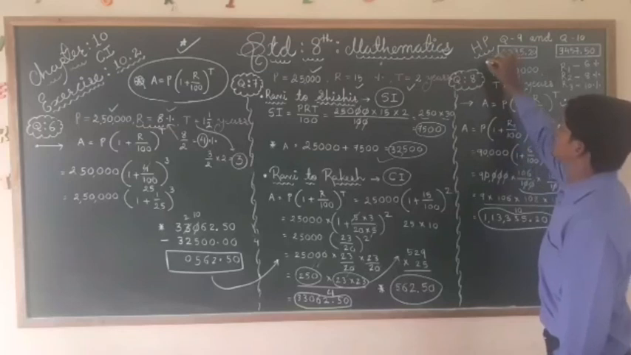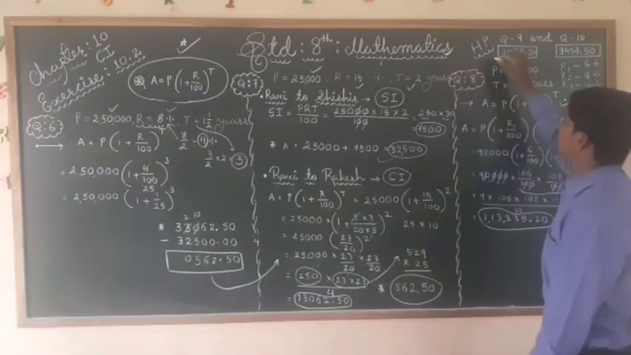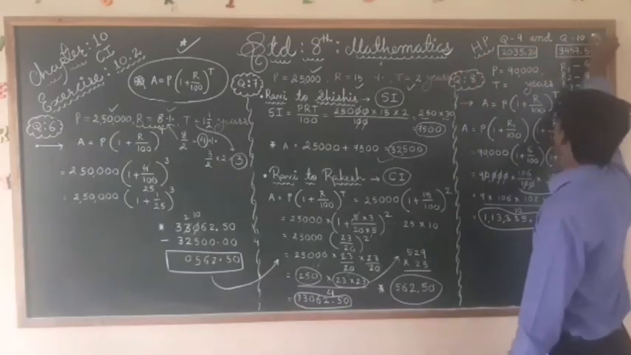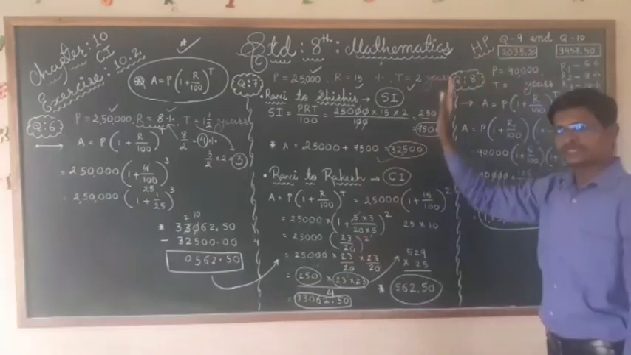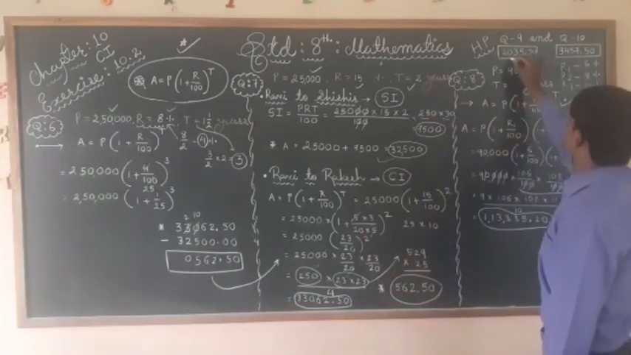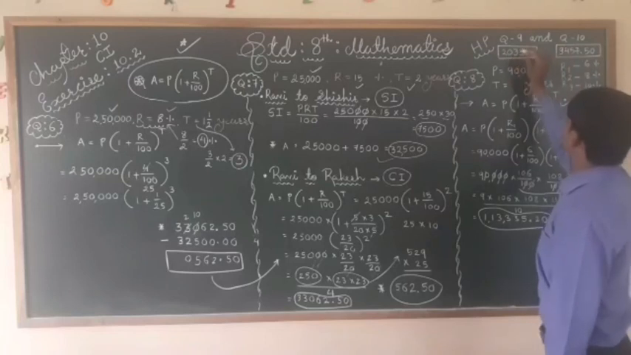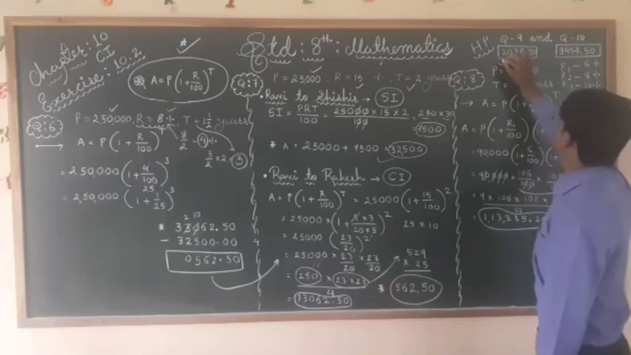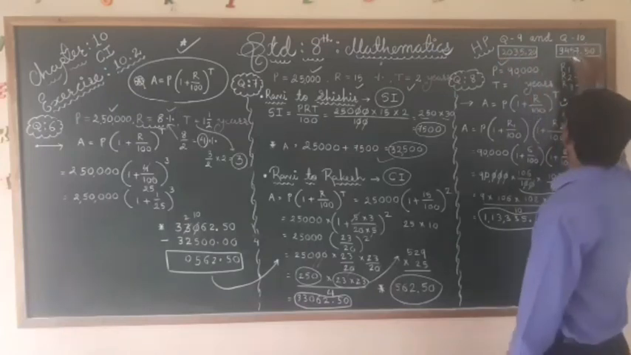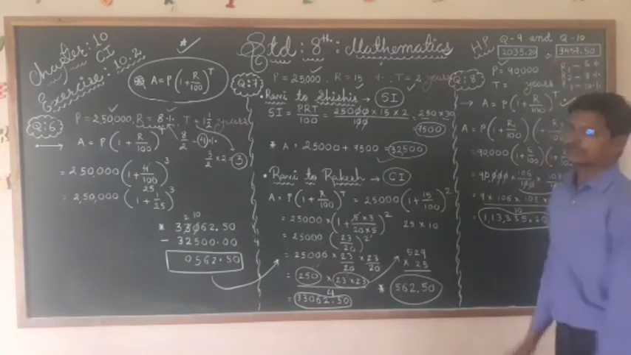Now two questions I am giving you for homework or home practice, question number 9 and question number 10. The method is the same procedure. The answers are also given: 2035.20 is the answer for question number 9. Question number 10, 9,457.50 is the answer.